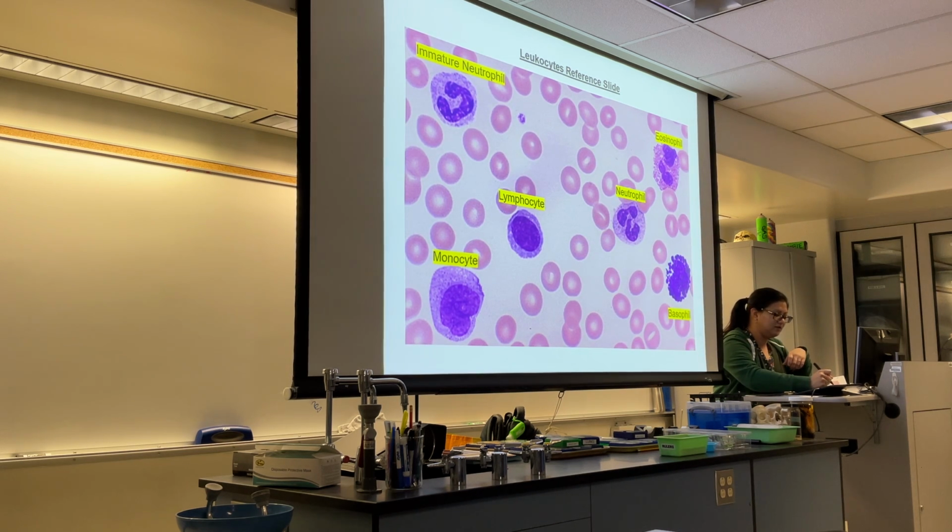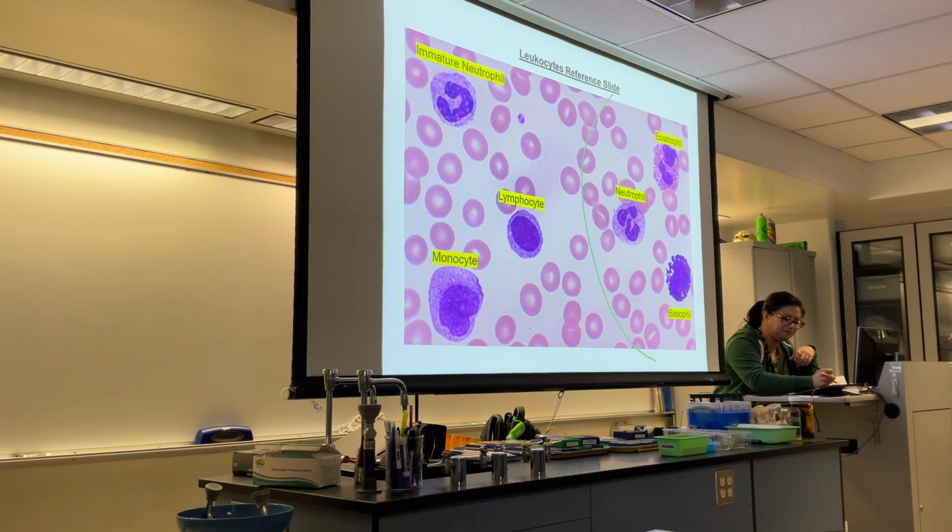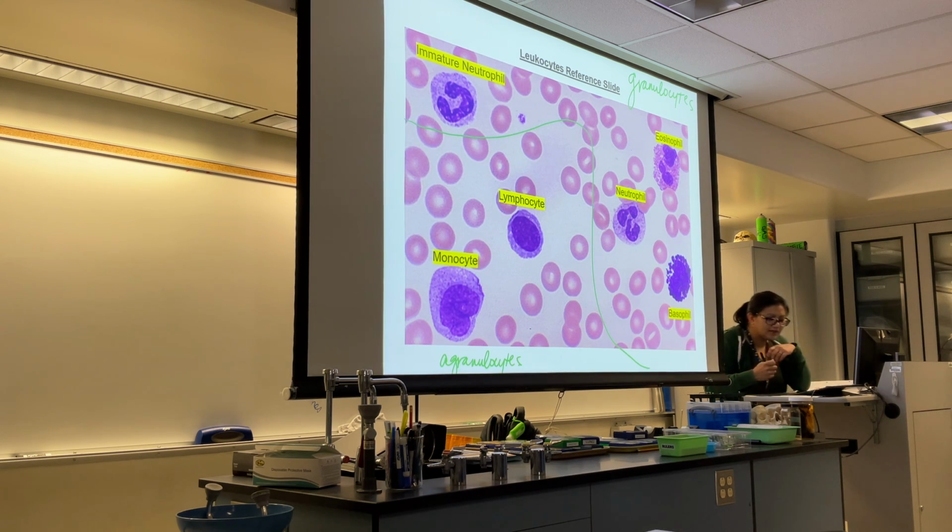So I am going to do this, and you guys can see the green okay, right? So the ones at the top are your granulocytes. These ones at the bottom are your agranulocytes. Now, it kind of seems like the neutrophils don't have any granules, but they do. They're just kind of tiny there.